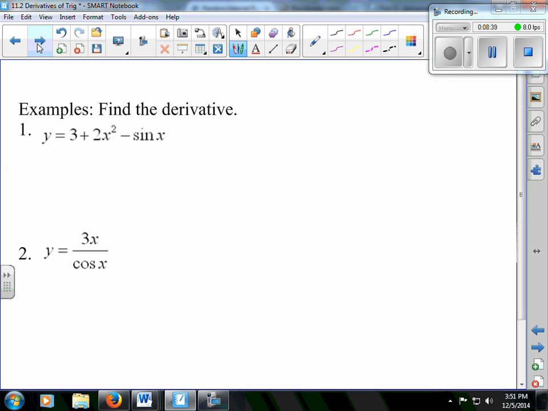Okay, so for number 1 here, I have sort of a polynomial, only I have this minus sine of x in. So when I take the derivative of the 3 is 0, plus, now I'm using the power rule, the derivative of 2x squared is 4x, minus, what is the derivative of sine of x? It is cosine of x. And that's your answer. So that's number 1. Most people don't write the 0.